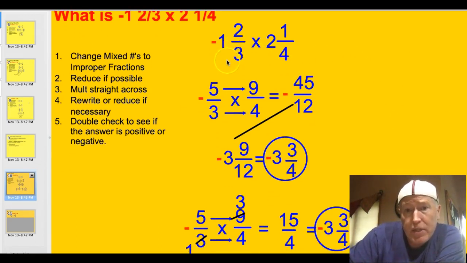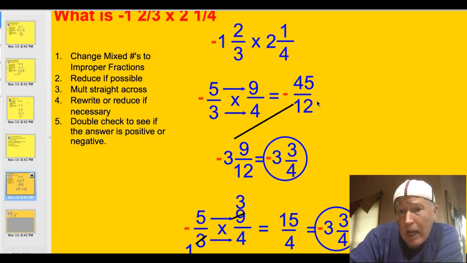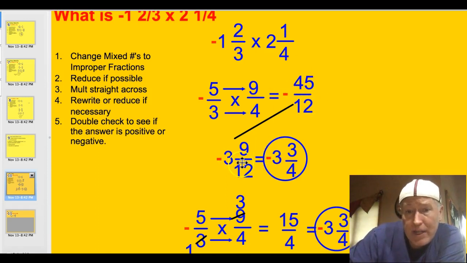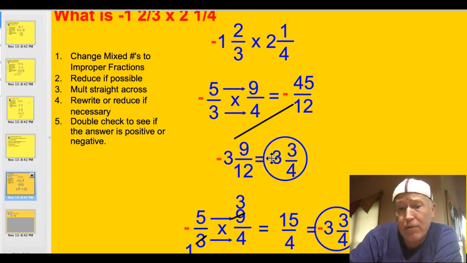I took and made these into improper fractions. 1 times 3 is 3 plus 2 gives me 5/3. 2 times 4 is 8 plus 1 gives me 9/4. I just multiplied straight across. I had 45/12. I can reduce that down into 3 9/12, which I can reduce down to 3 3/4. This is a negative times a positive, so my negative carries through. I have a negative 3 3/4.